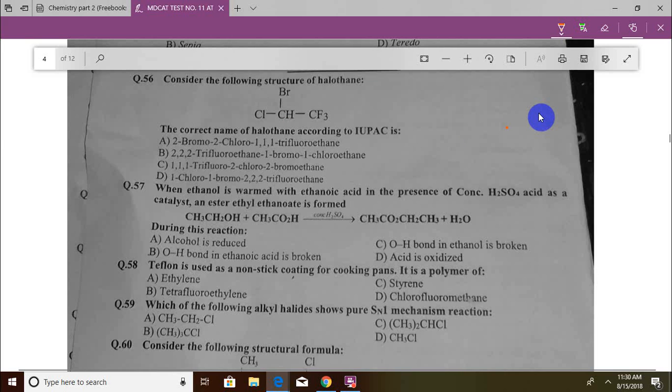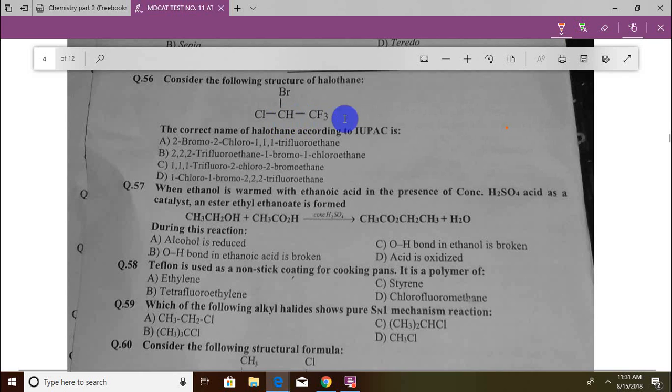So you need to consider the following structure of halothane, and the correct name of halothane according to IUPAC is: number 1, you should be aware what halothane is. Halothane is basically an anesthetic and is one of the more important halogen compounds, and it is perhaps the only anesthetic that contains a bromine atom. So this isn't all that much of a biggie.